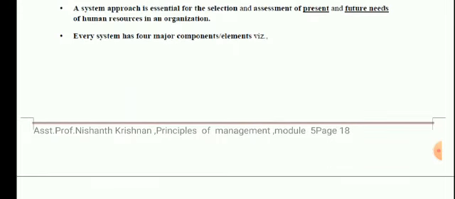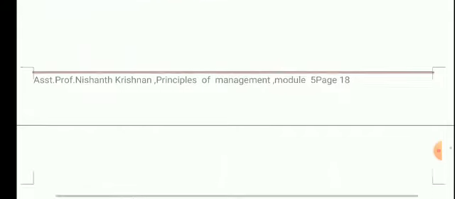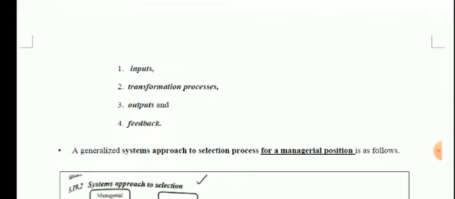These elements or components must be taken care of by the organization, and the human resource manager must take care of them. These components are inputs, transformation process, outputs, and feedback.